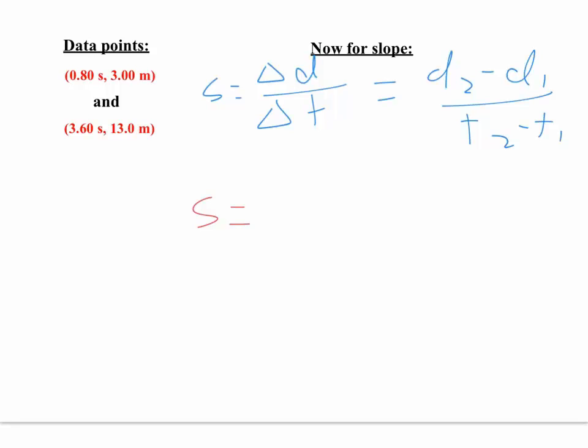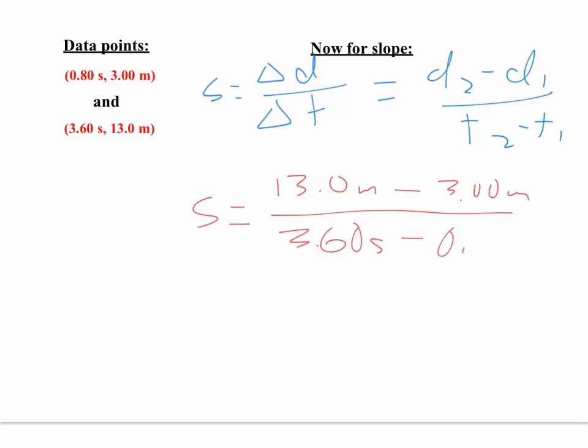All right, looking at our data, our second value for distance was 13.0 meters. Our initial point for distance was 3.00 meters. And I'm going to divide that by the difference in our two time values. So our final time occurred at 3.60 seconds with our initial time at 0.80 seconds.